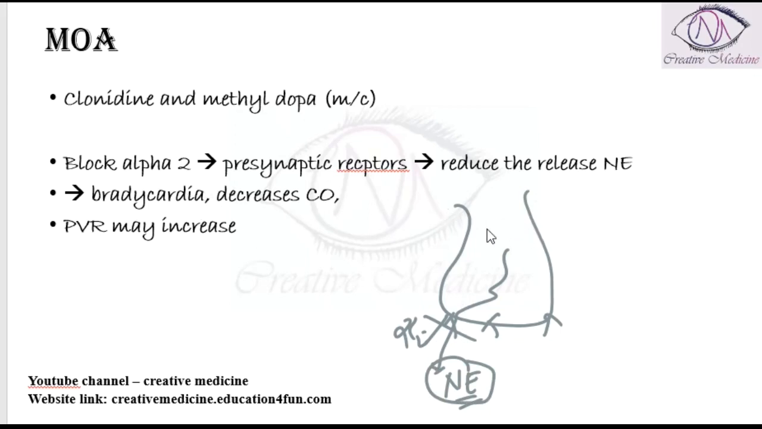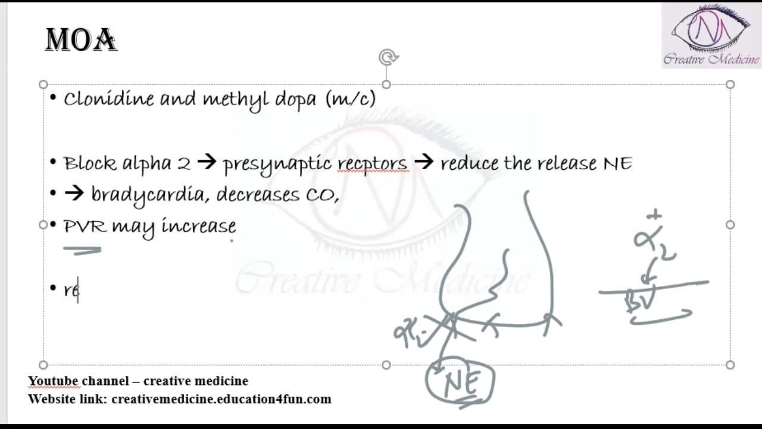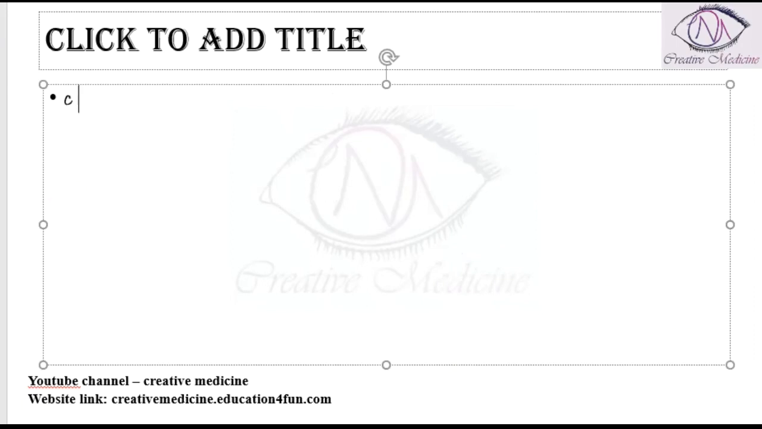Then in the beginning, because of the stimulation of alpha 2 receptors in the blood vessels, increased peripheral vascular resistance may be seen. And sometimes these alpha 2 receptors will also cause reduced renin release. Among the two, one important thing is clonidine.